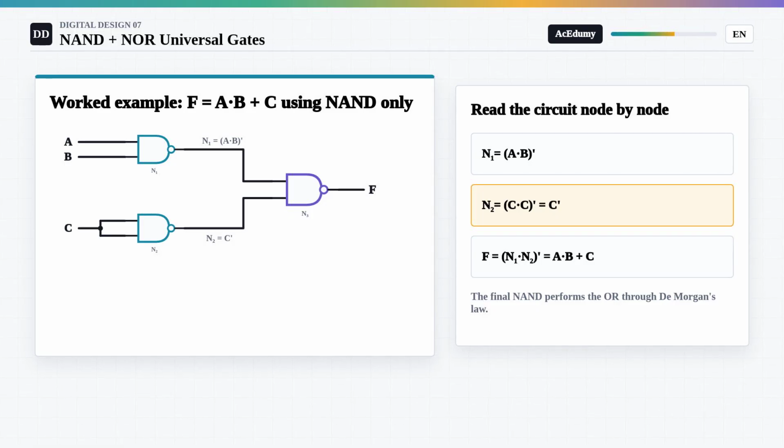Substitute the two-node equations. The final result is the complement of AB prime times C prime. By De Morgan's law, that equals AB plus C. Three NAND gates implement the complete function with no separate NOT, AND, or OR symbols.